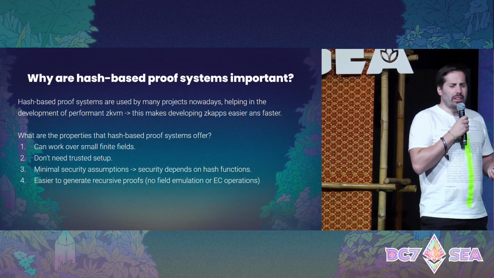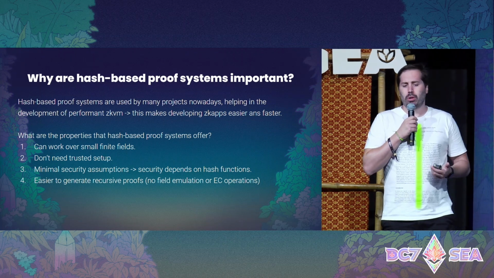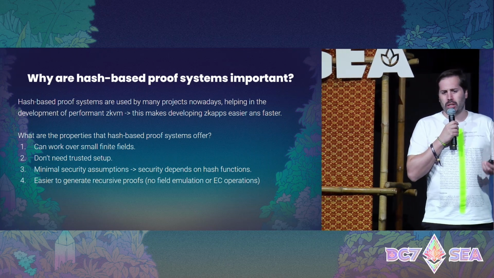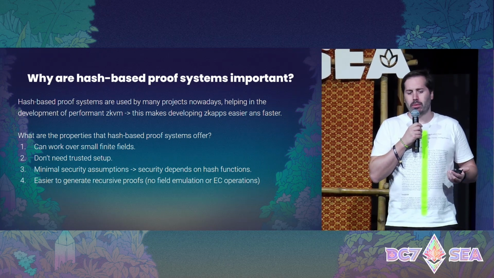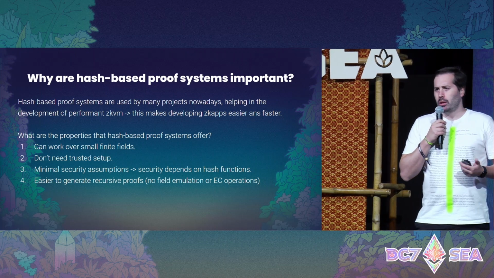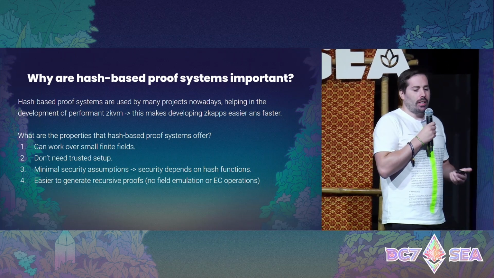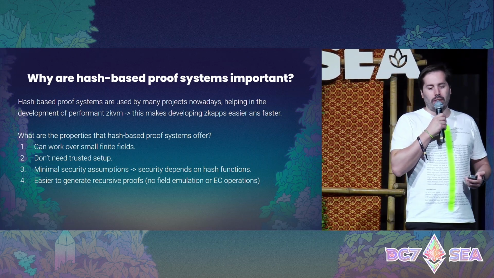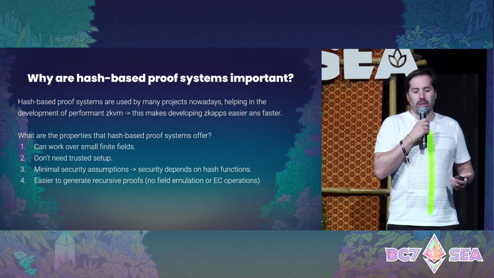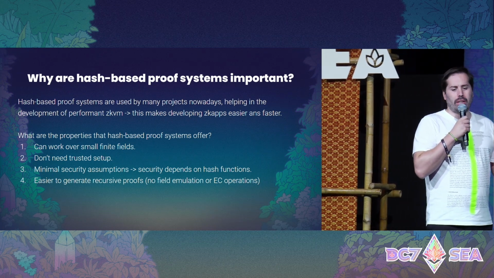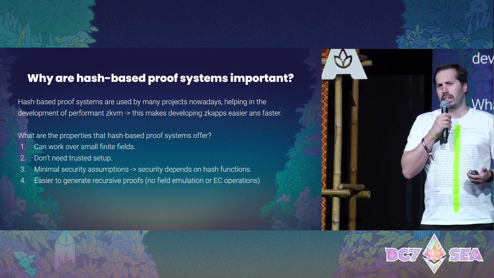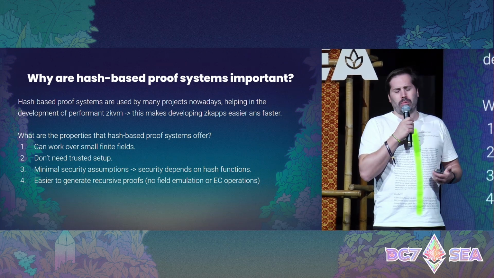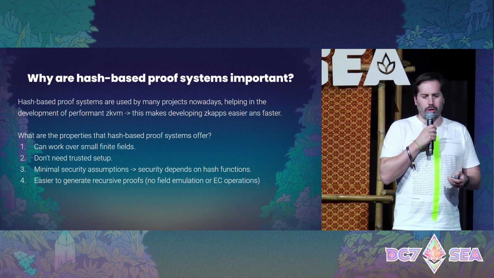So what are the properties that hash-based proof systems offer? First, we can work over smaller fields, which reduces a lot the overhead that we have in representing the variables. Then another advantage is we don't need any kind of trusted setups. There are minimal security assumptions depending only on hash functions. And it's easier to generate recursive proofs because we don't need to do any kind of field emulation or elliptic curve operations, which are very expensive operations to perform.